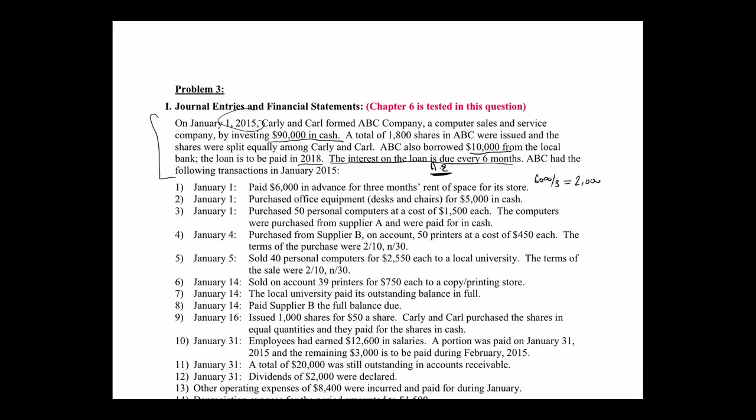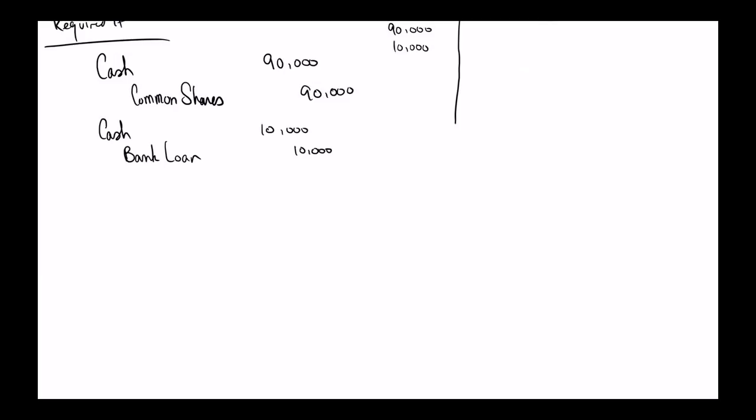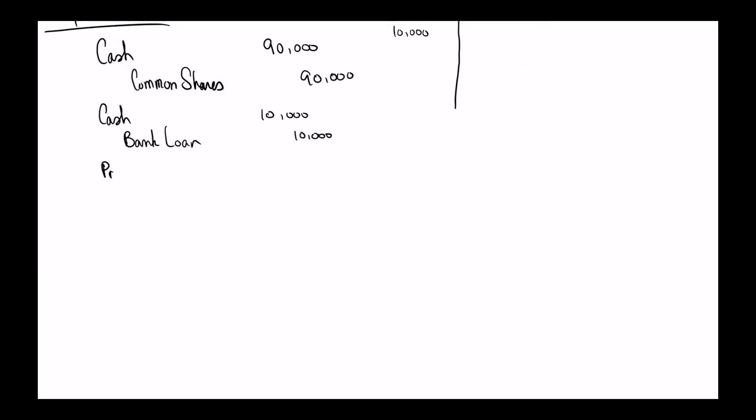Our monthly rent is $2,000, and so we're going to know that $2,000 is what we're going to have to expense at the end of the month in our adjusting entry. But for now, we're going to just record the prepaid rent. So debit prepaid rent, and that's an asset. And we paid cash, so that's $6,000.